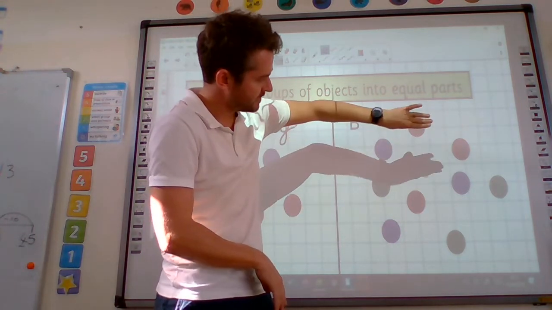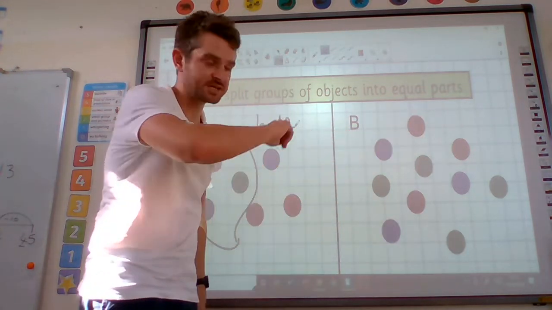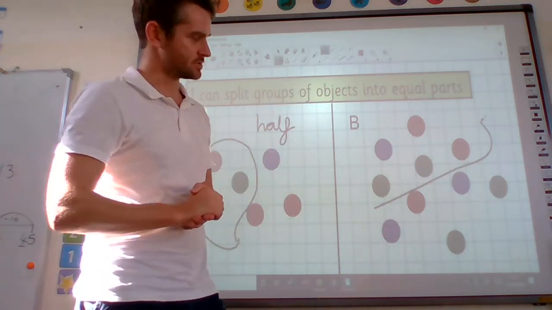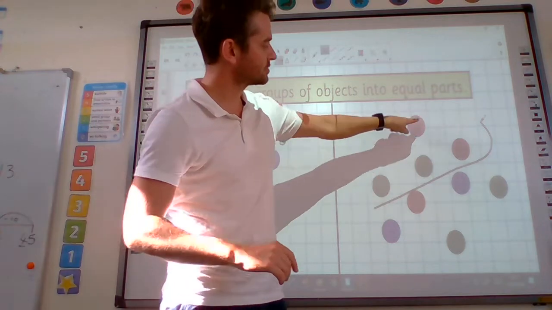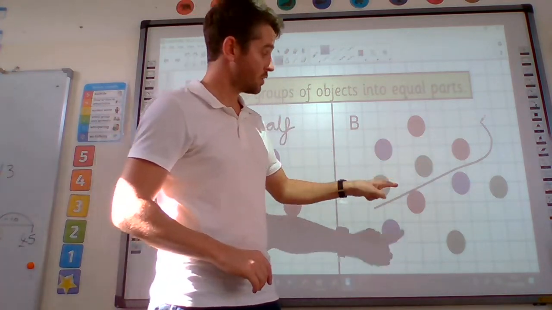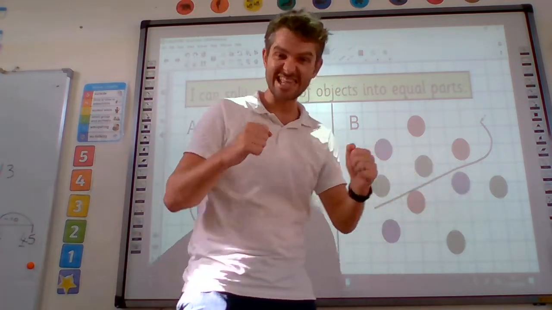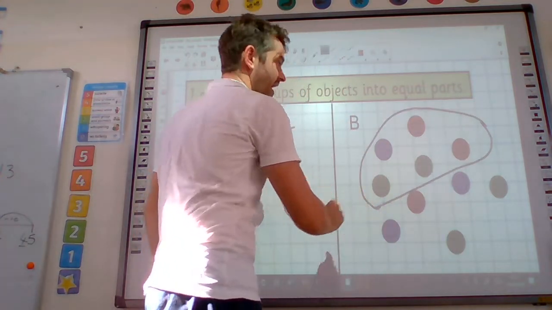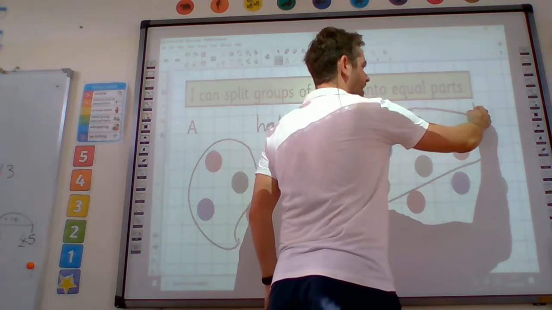1, 2, 3, 4, 5. 1, 2, 3, 4, 5. I've spotted it. I can put a line here, and I'm going to count to make sure. 1, 2, 3, 4, 5. 1, 2, 3, 4, 5. Yes! Two equal groups. I have found half.